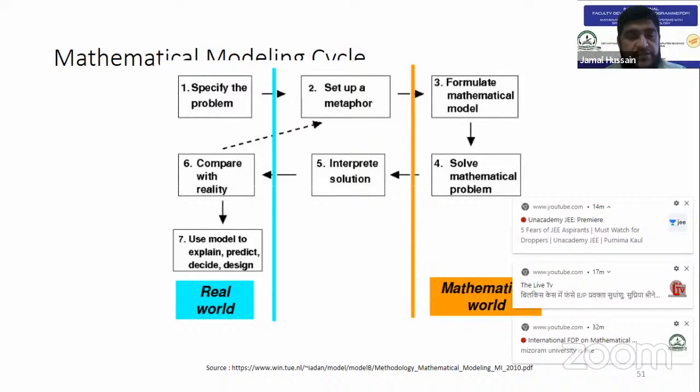So after it is validated, then you can conclude, you can predict, as it says here. You can use the model to know the properties and future behavior of the real system.